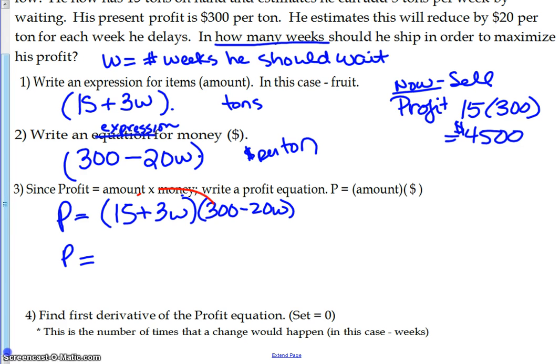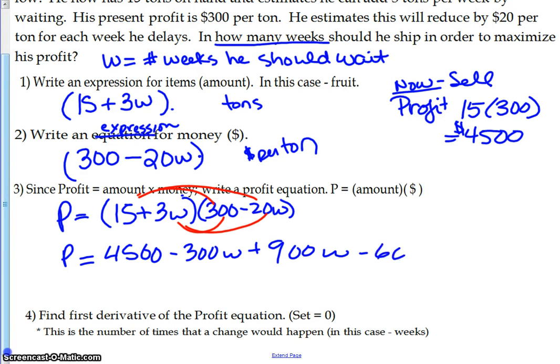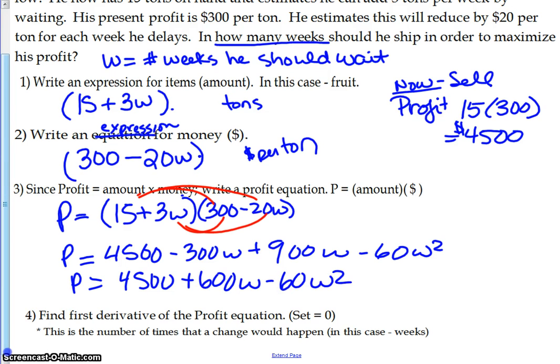So when I think of distributive property, I think I'm going to multiply these two together and those two. A lot of people call this FOIL: multiply the first two values together, the outside values, the inside, and the last. When I did that, I got 4,500 minus 300W plus 900W minus 60W squared. Combining like terms, I got 4,500 plus 600W minus 60W squared.